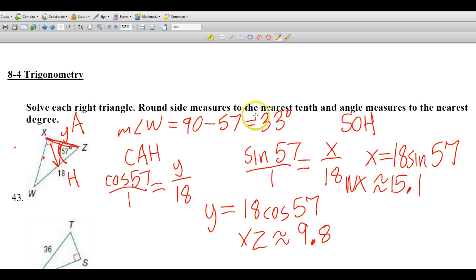So we've solved this right triangle, we found the missing angle, and our two missing side lengths.